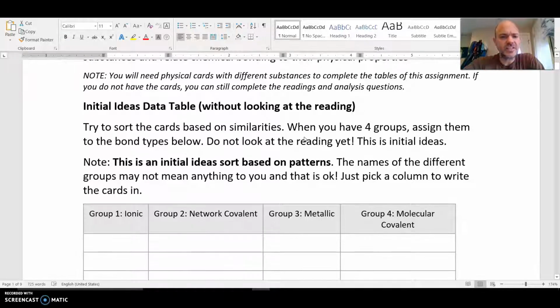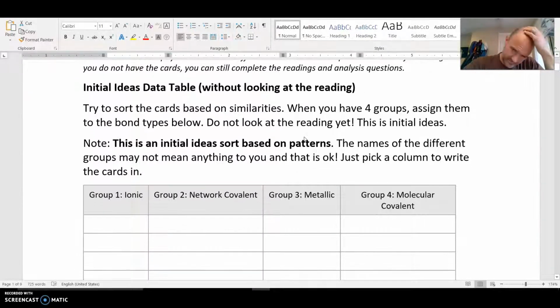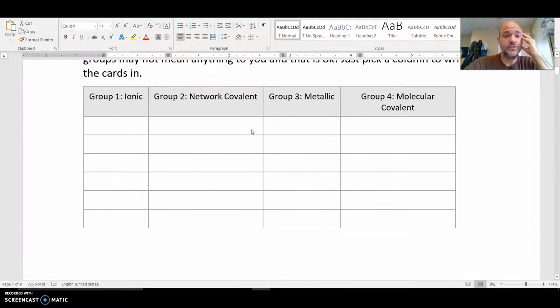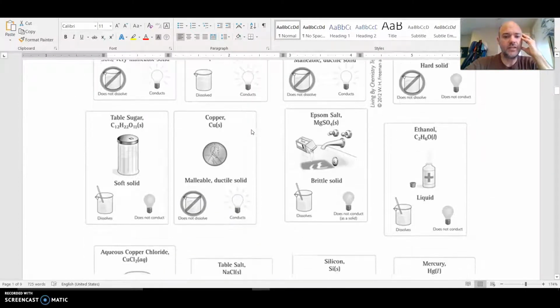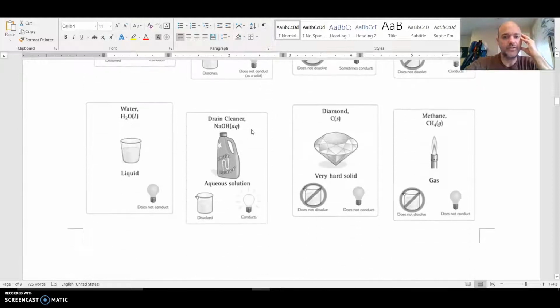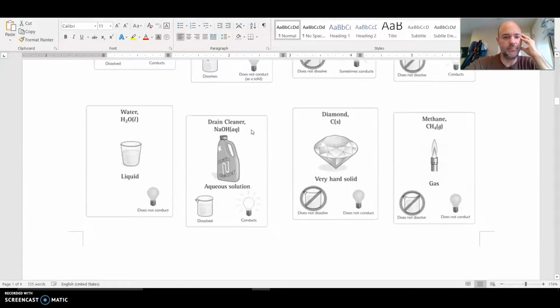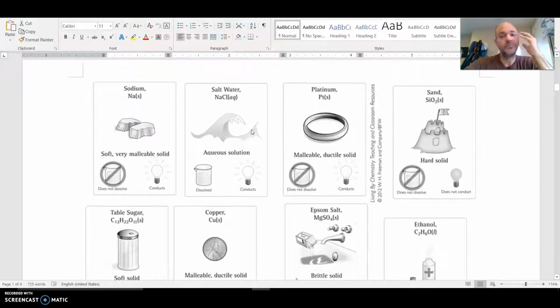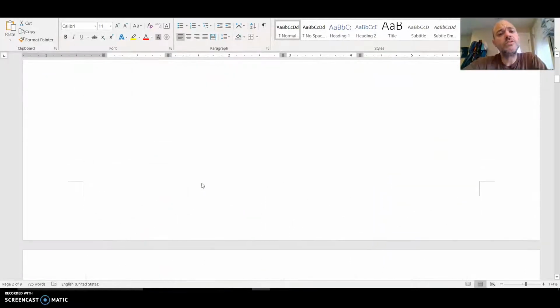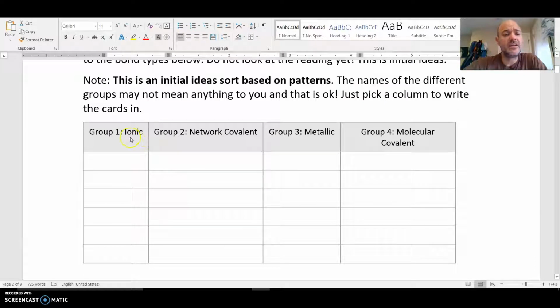Here's the initial ideas data table. So this one you can just try and do this really quick. We have 4 groups. You can do a couple of things. So I want you to think about, here are the cards right here. There's 16 of them, right? 4, 8, 12, 16. And what I want you to do is sort these into 4 groups. Which ones do you think have an ionic bond?